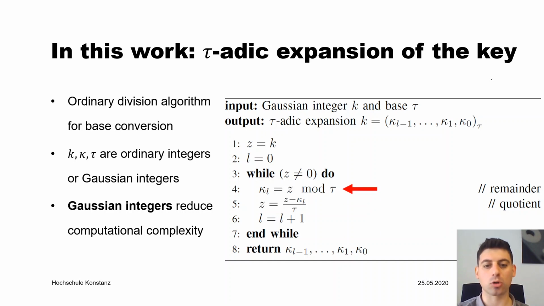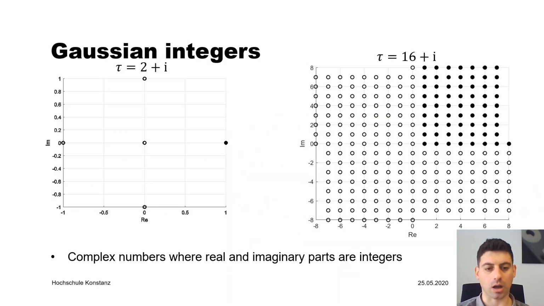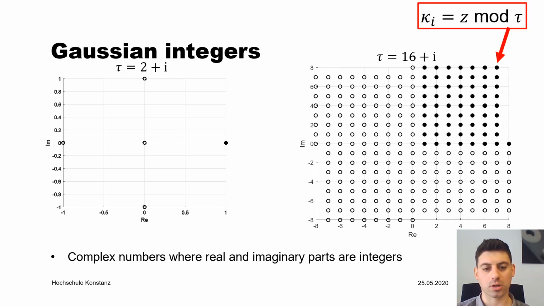Now, consider the modulo function here. Tau and kappa are Gaussian integers. Gaussian integers are a subset of complex numbers, such that the real and imaginary parts are integers. So, we have here two examples for tau equal to 2 plus i and 16 plus i. The modulo function to calculate the kappa i in the previous algorithm results in a Gaussian integer, which is one of these points. Next, we consider the point multiplication with the new resulting expansion of the key.